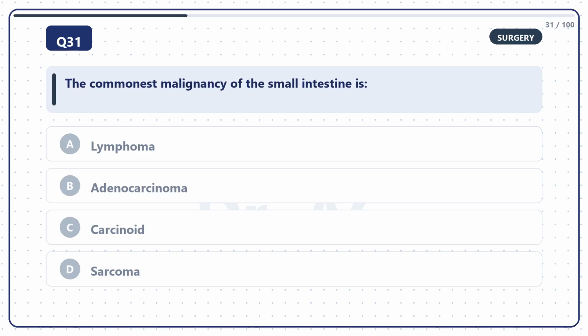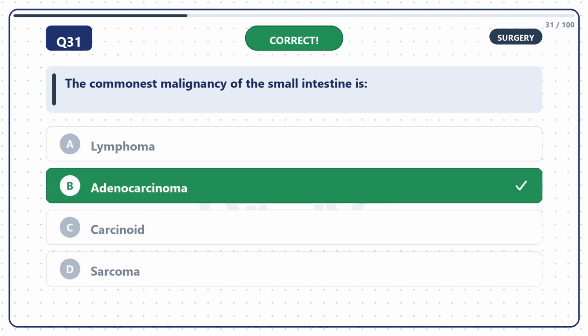Question 31. The commonest malignancy of the small intestine is. Option A. Lymphoma. Option B. Adenocarcinoma. Option C. Carcinoid. Option D. Sarcoma. The correct answer is option B.